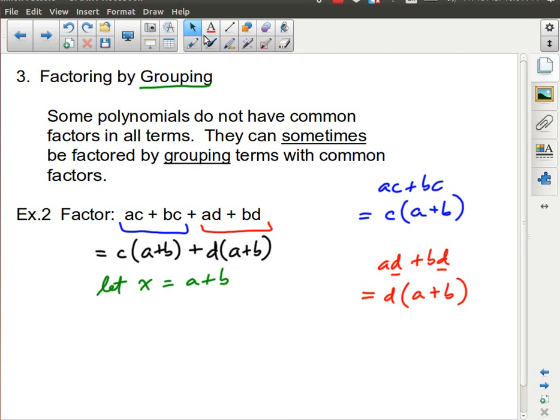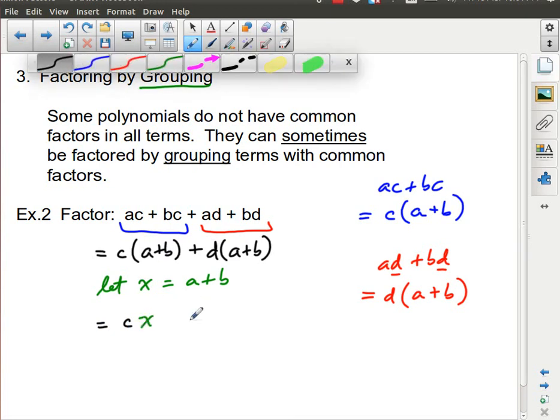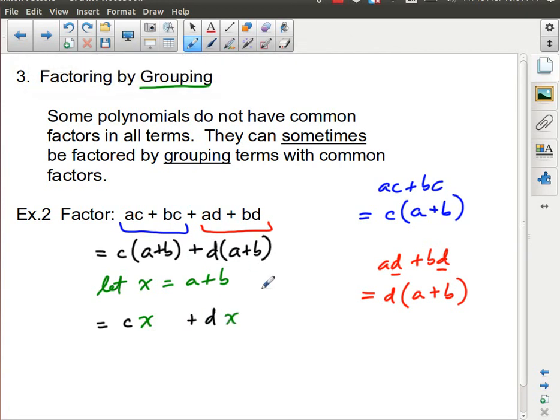So by doing that, I end up with C, but instead of A plus B, I'm going to write that as C times X plus D, and instead of A plus B, I'm going to write DX. But now the X's, well, those are common. It's much clearer this way now that we don't have the clutter of the brackets there. So now I'm going to actually factor out the X. And what's left behind? CX divided by X is simply C. Positive DX divided by X is just positive D.